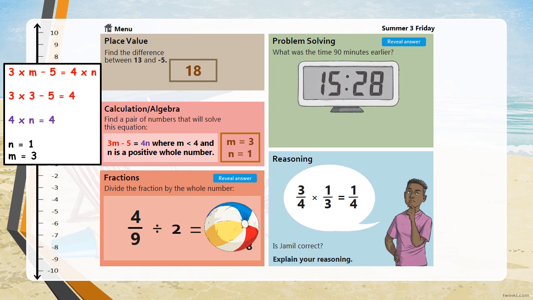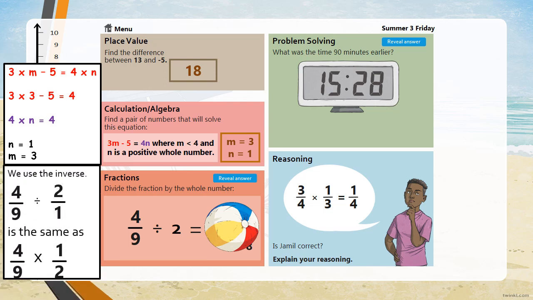Now the next one we should know. It says divide the fraction by the whole number, and we have 4/9 divided by 2. So to solve this, we need to use the inverse to help us. So we know that 4/9 divided by 2 is the same as 4/9 divided by 2 over 1. All whole numbers have a denominator of 1 if we change them into a fraction. So 4/9 divided by 2 over 1, well, that's still not going to help us very much. We're going to do the inverse to help us. We're going to change that 2 over 1 to 1 over 2.